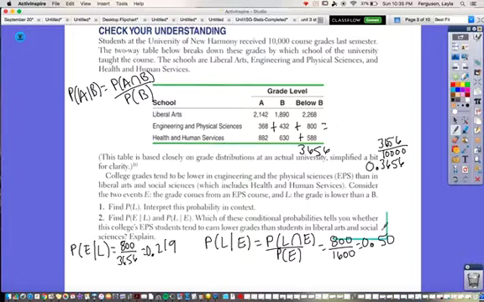So the next question says, which of these conditional probabilities tells you whether the college's EPS students tend to earn lower grades than students in liberal arts and social sciences, and explain. So this gives the probability of getting a lower grade if the student is an engineer. We would want to compare that to the probability of getting a lower grade if the student was in liberal arts and social sciences to be able to truly answer that question.